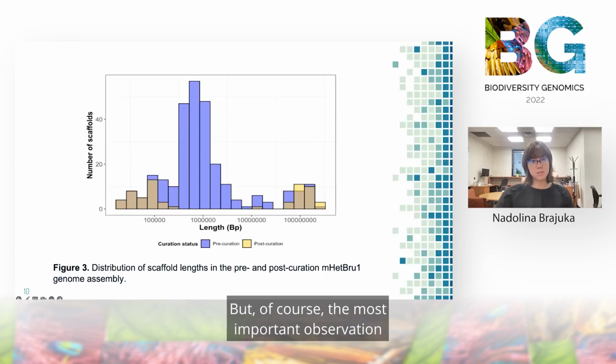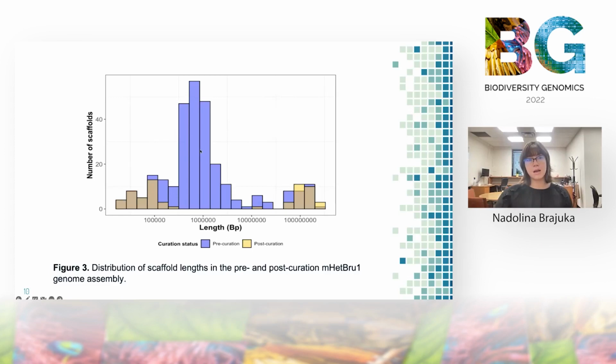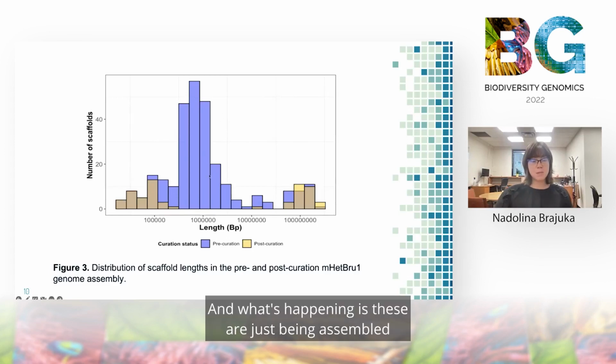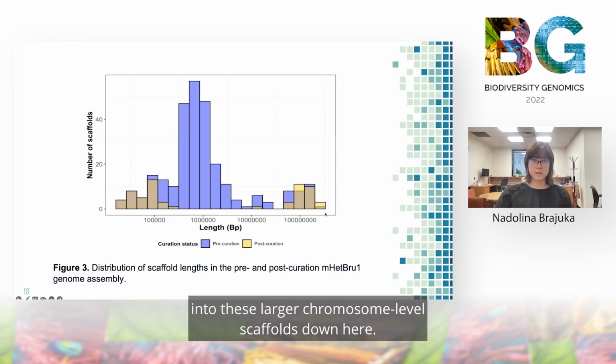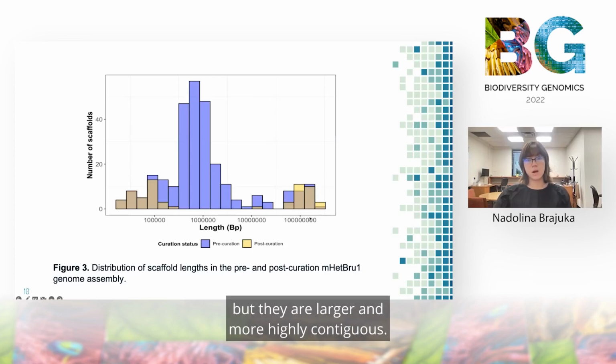But of course, the most important observation is this peak of scaffold lengths around the mid-length that disappears post-curation. What's happening is these are just being assembled into these larger chromosome level scaffolds down here. So again, we have much fewer scaffolds after curation, but they are larger and more highly contiguous.